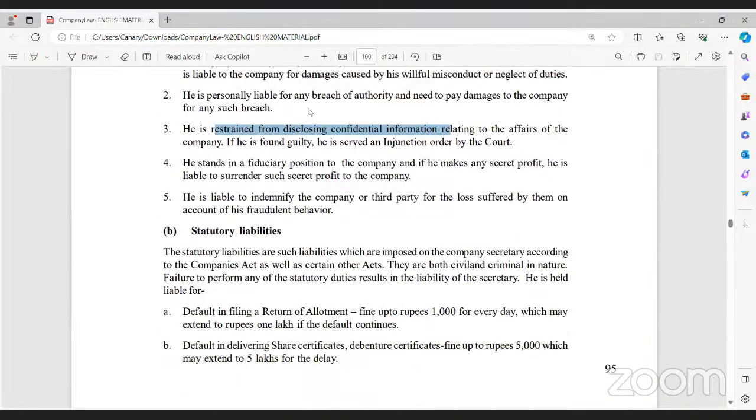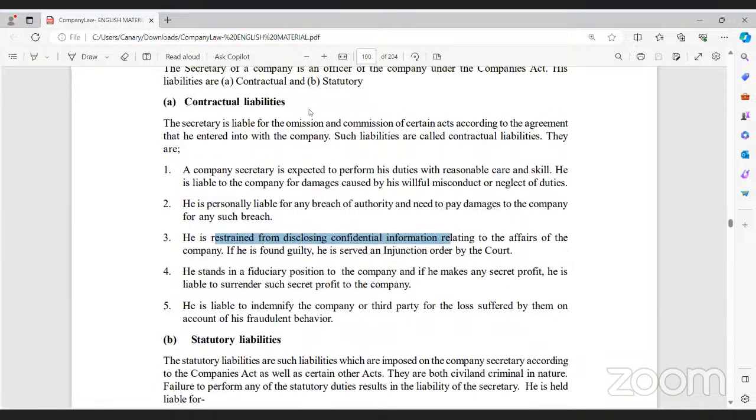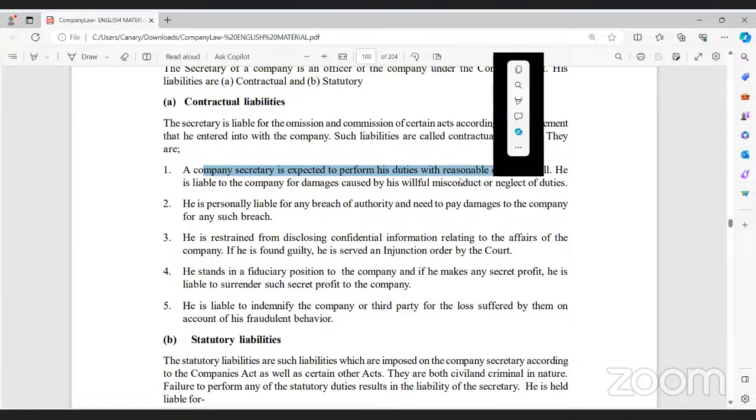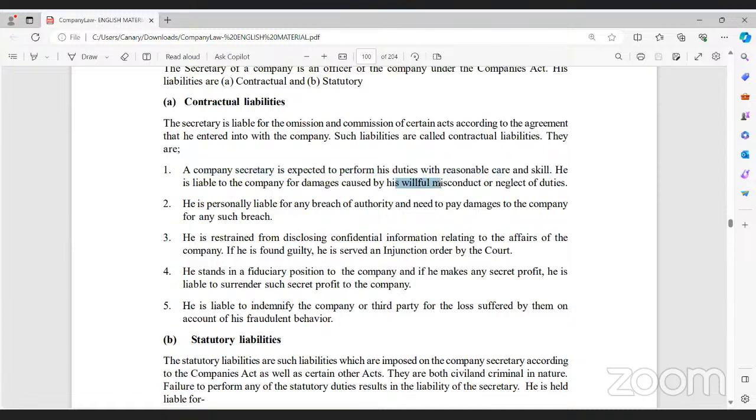Contractual liability means being a company secretary, he's a responsible person, and all the details of the company are with him. So he should not act beyond his powers, and he should not disclose any confidential matter of a company to outsiders. Those are the points repeatedly given here. Perform his duties with care, so he should not commit willful misconduct.